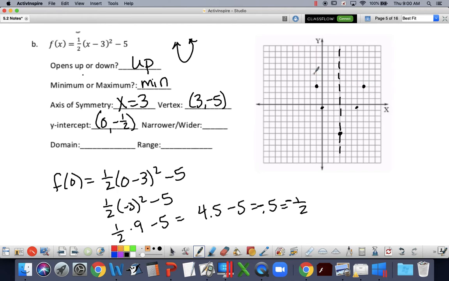Now I feel like I probably have enough points that I can go ahead and graph it. And you'll notice right away, right? It's definitely a bit wider than our original. And because this a value, the absolute value of it, is less than 1, that's why it's wider. My domain, as expected, is negative to positive infinity. And then my range is going to go from -5 all the way up to positive infinity.